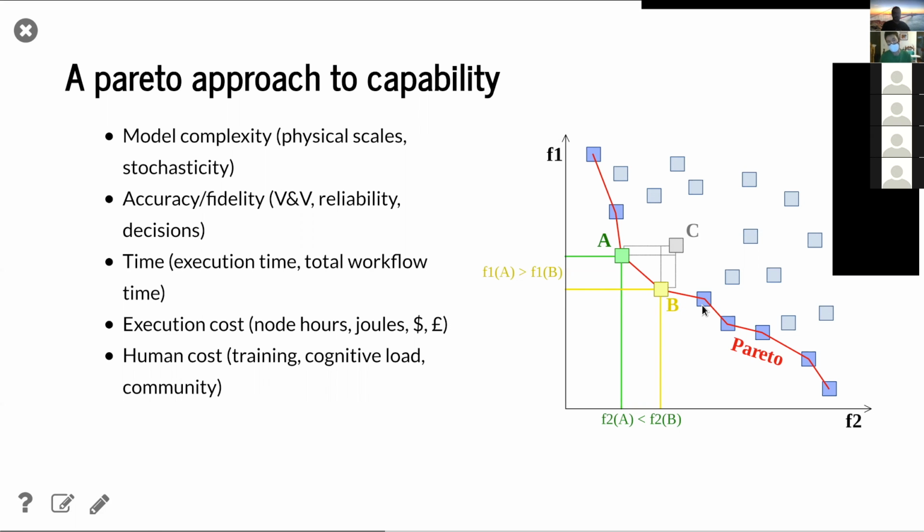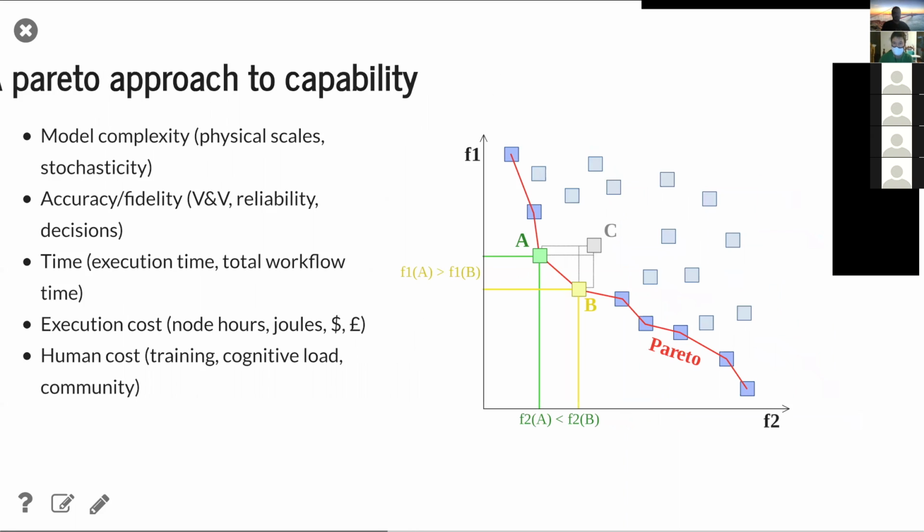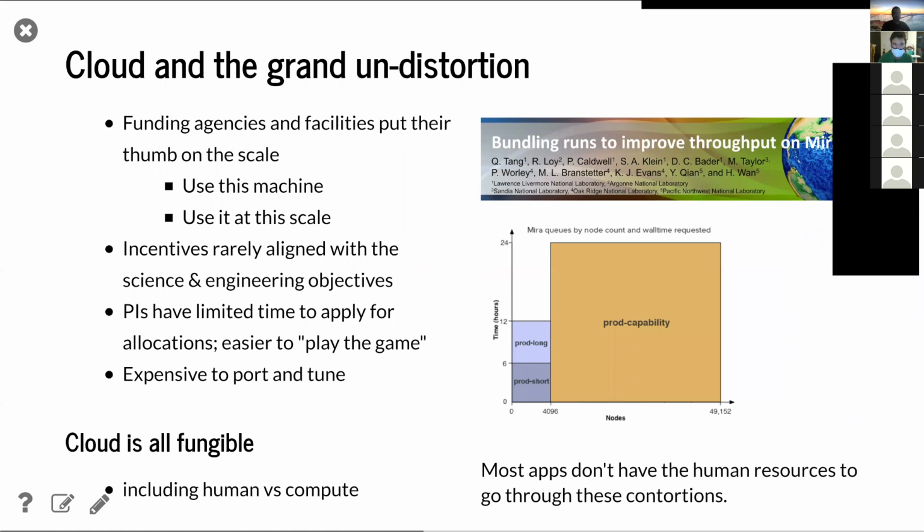So this can be used to assess trade-offs really, throughout our decision-making process. And I think this is the way that we should think about it.